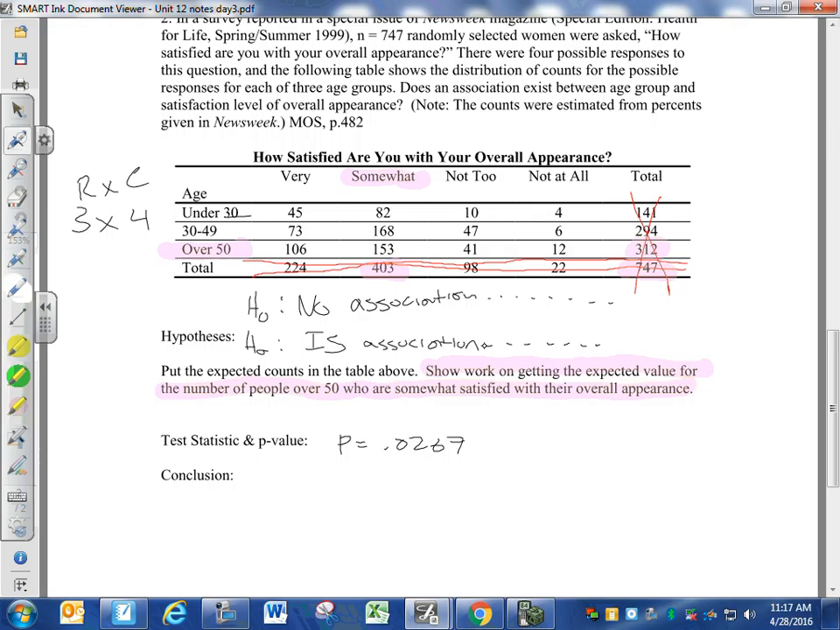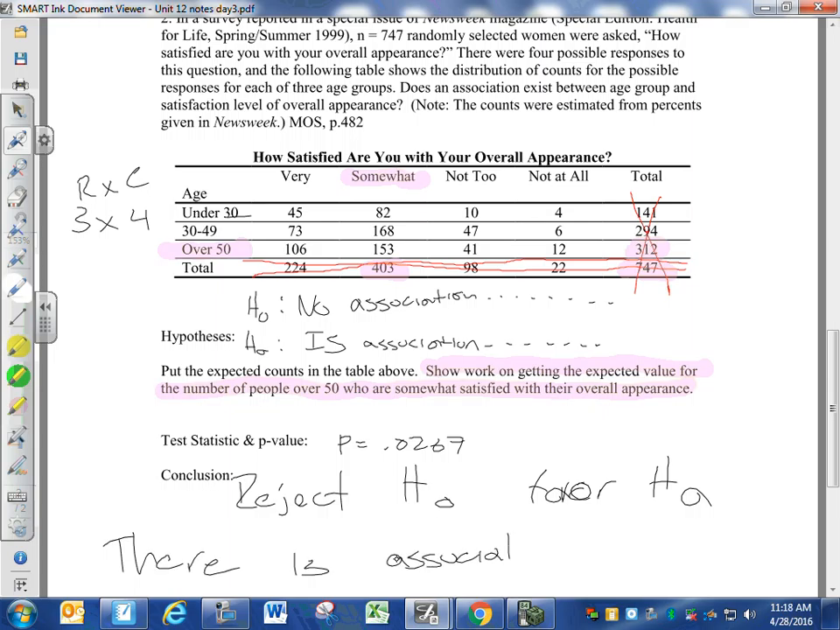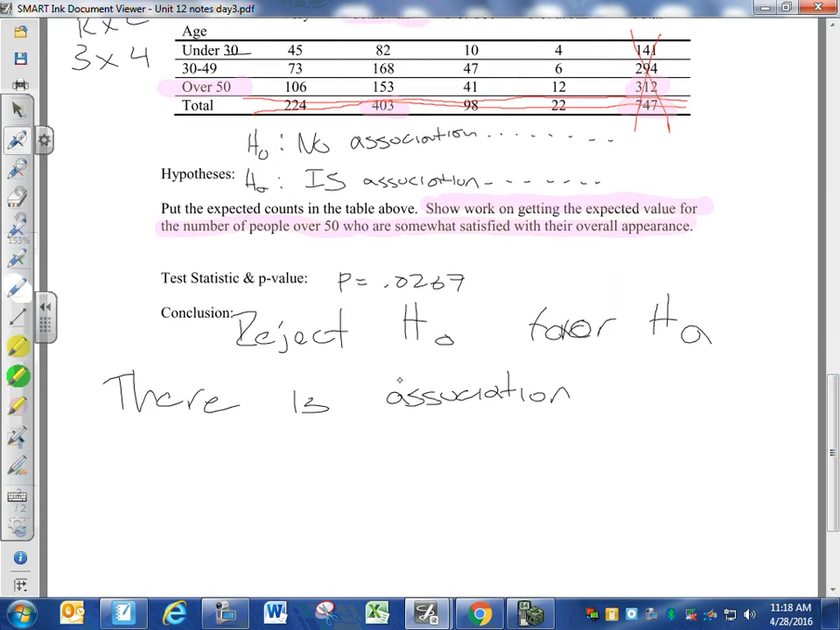Okay. Small p-value means what, Ms. Adams? That we reject the null. Exactly. Reject the null, which means we are favoring the alternative, which means we say there is an association between age and personal appearance satisfaction.